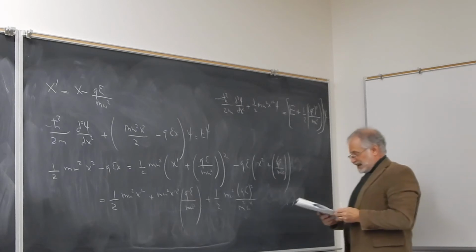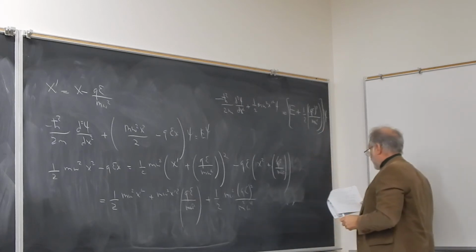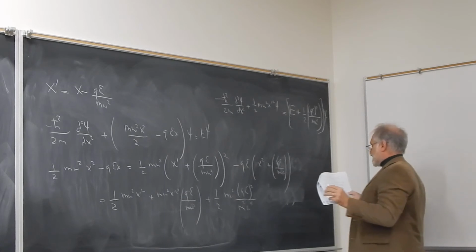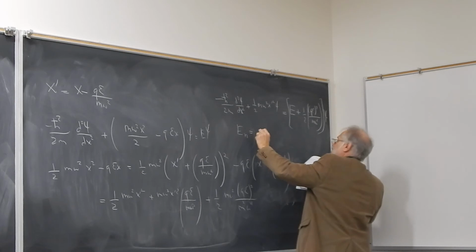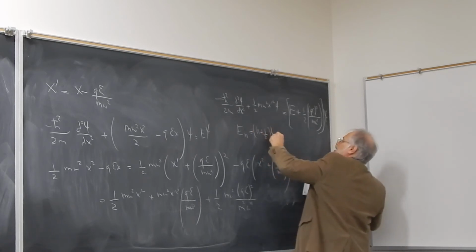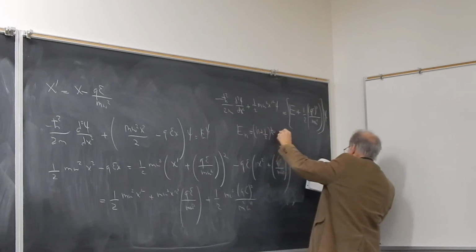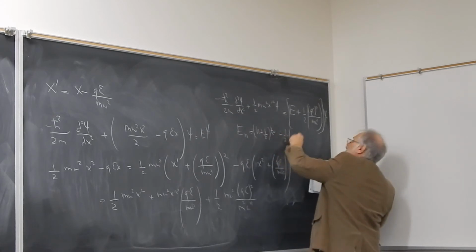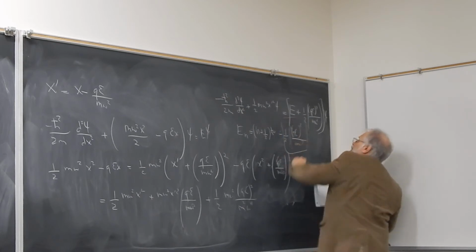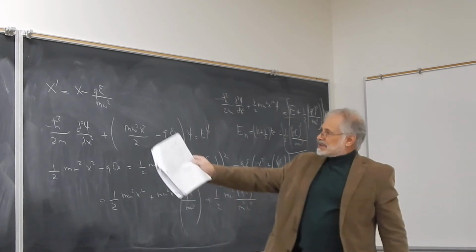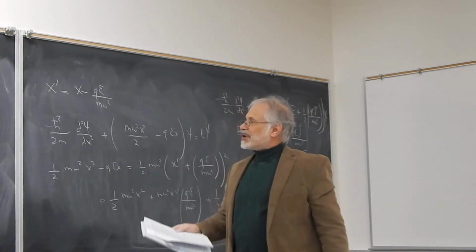What we've done is we've made this shift that looks exactly the same. E sub n then is just going to be equal to n plus 1/2 h bar omega minus 1/2 (QE) squared divided by m omega squared. So it shifts by this much, just as the same answers we got from perturbation theory.